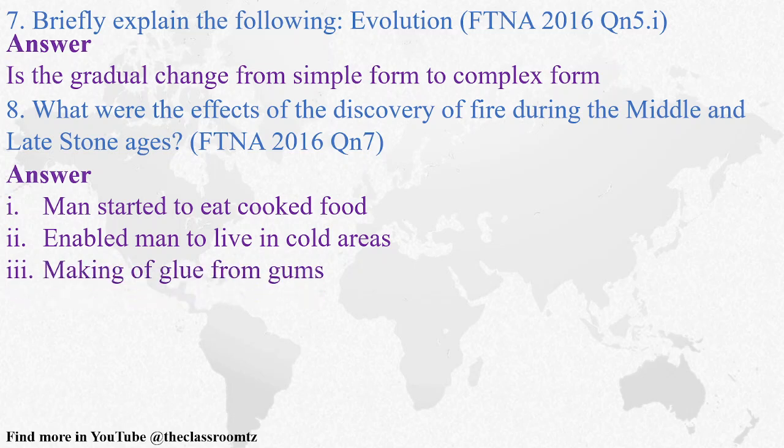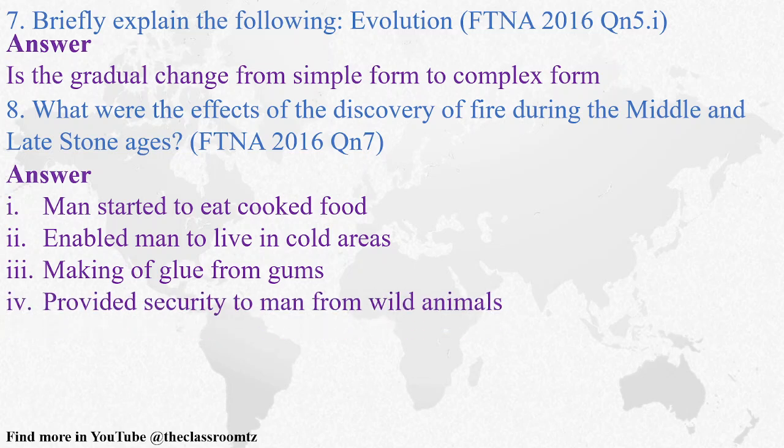Making of glue from gums: by using fire, man was able to melt some gums and make glues from them. Fire also provided security to man from wild animals. As we know, if you are in the forest or surrounded by wild animals, fire is among the natural weapons to scare those animals away. So man used fire as a security tool or weapon against wild animals.